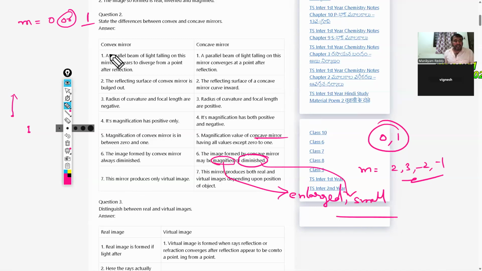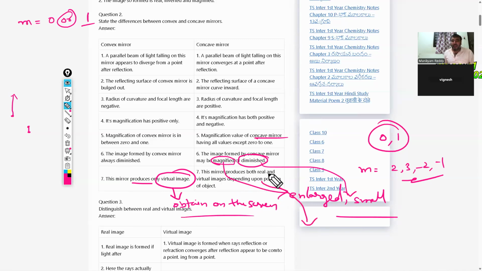Next, the convex mirror produces virtual image. Virtual image means the image we can't obtain on the screen. The concave mirror produces real and virtual images. It can produce both, depending upon the position of the object. Okay, understood? All these points understood?